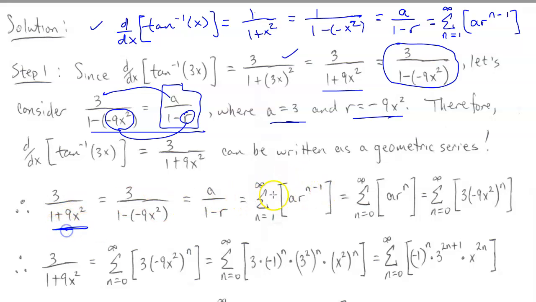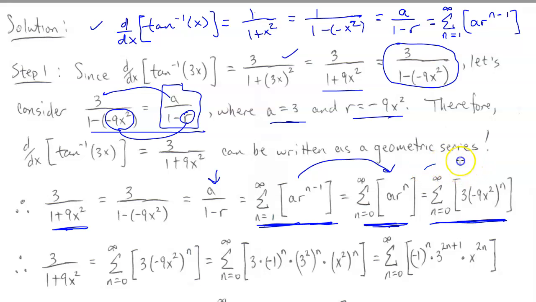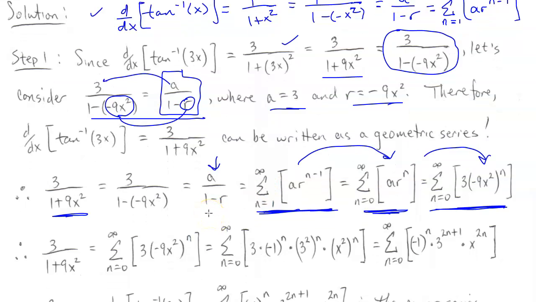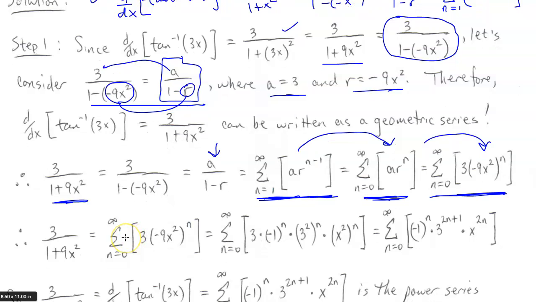So we know that this can be written as the sum of a geometric series. And the geometric series, if we let a equal 3 and r equal negative 9x squared, will just end up looking like this at the end of the day. Okay. And of course, the step that I did from here to here is basically change something that looks like a normal geometric series to one that will follow the profile of a power series here. And then I just filled in what a and r was in this step.